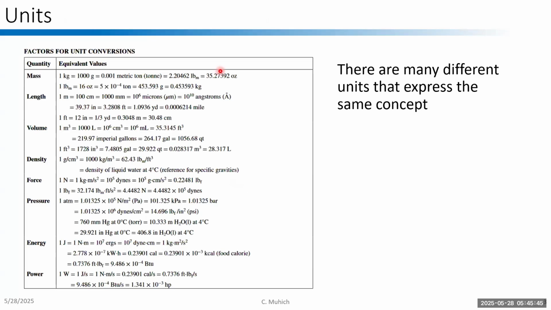So now let's talk about units. Hopefully these are all familiar to you, but there are many different units that express the same concept. We could express mass in terms of kilograms or grams or pounds mass. We can think about length in terms of meters, centimeters, feet, inches, etc. In chemical engineering, we're often required to switch between units because some things are expressed in English units, and some things are expressed in metric.